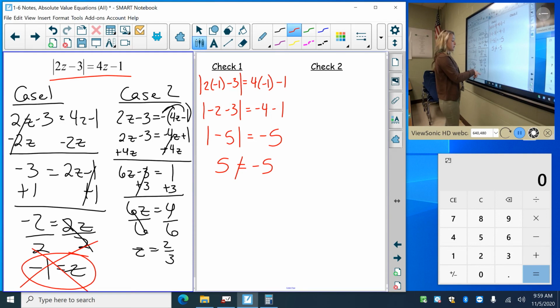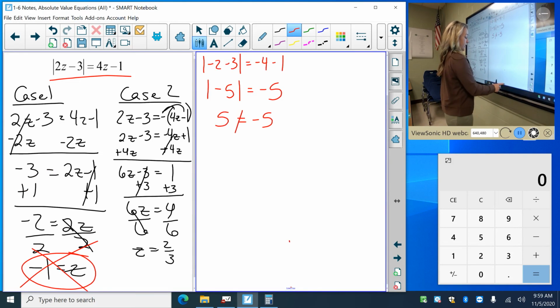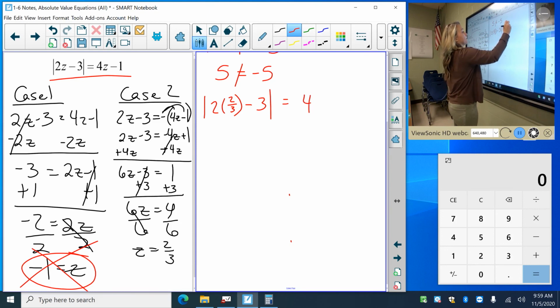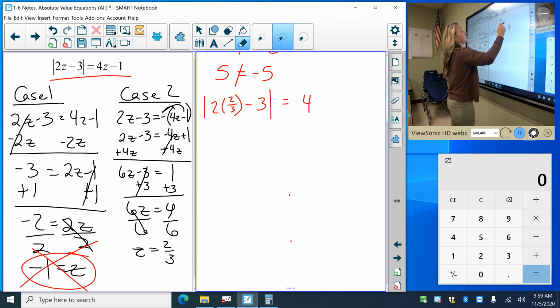So now let's plug in 2/3 and make sure that one works. I'm going to go ahead and plug it in down below so that I don't run out of room. Okay, so I'm going to plug in 2/3. So I have the absolute value 2 times 2/3. And if you need to use a calculator, you can, if you don't like fractions. Nope, not z. 2/3.